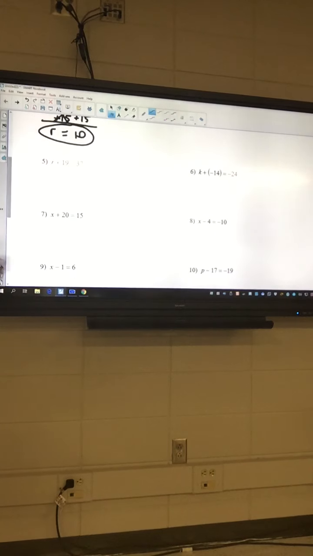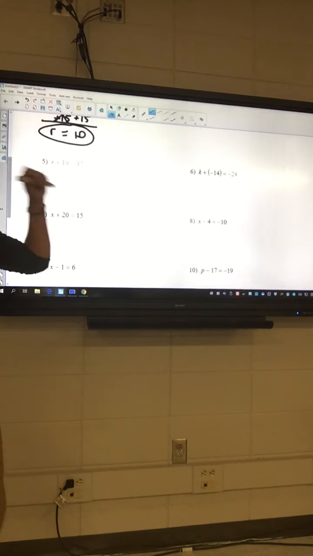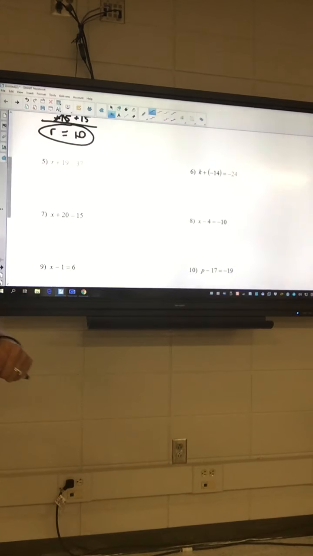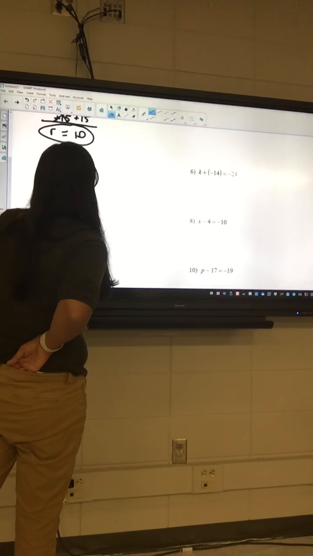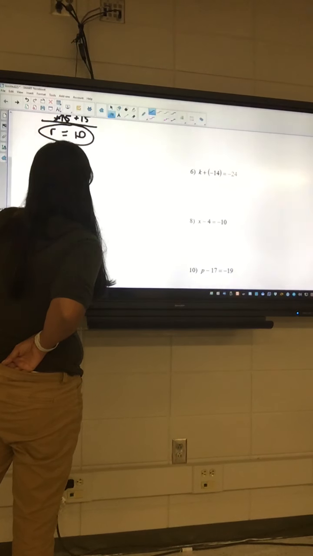Okay, R plus 19. Okay, is this a letter or a number? That's a letter. Letter or number? Number, so it needs moved. Okay, numbers go on the right, letters go on the left. So how do I move a plus 19? Subtract by minus 19. If I do it to one side, I gotta do it to the other side.